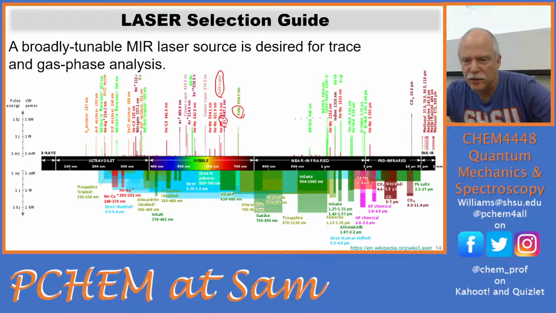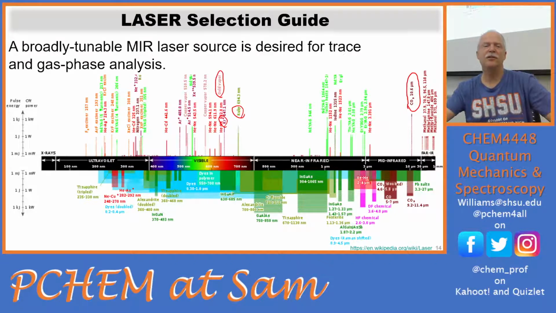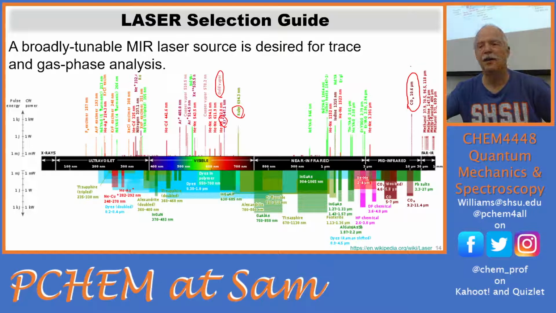Where's the CO2? Let's see. YAG. Oh yeah, here, 10 microns. So the CO2 laser, because CO2 is so cheap, and this makes a really powerful laser, a lot of your industrial lasers are CO2 lasers.